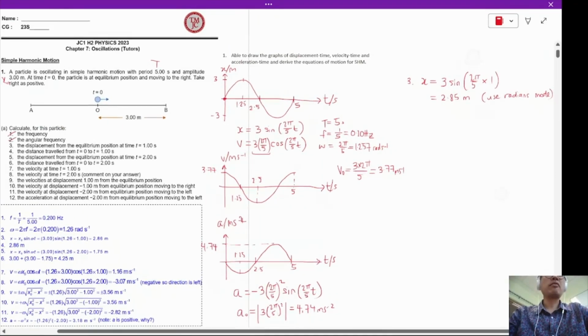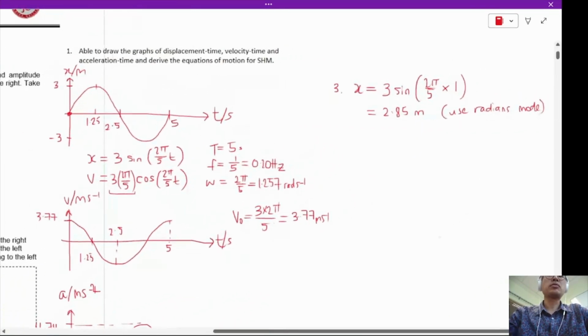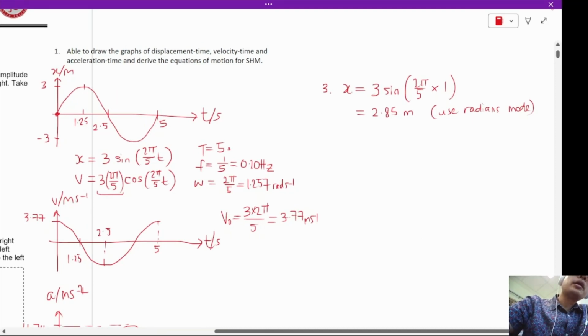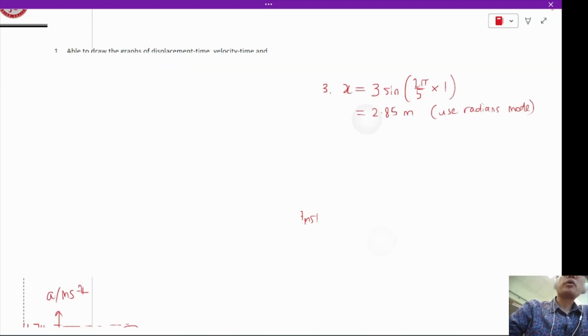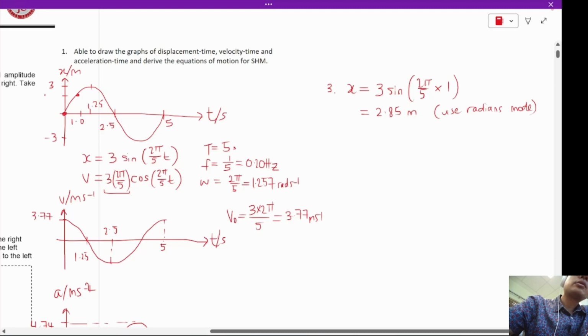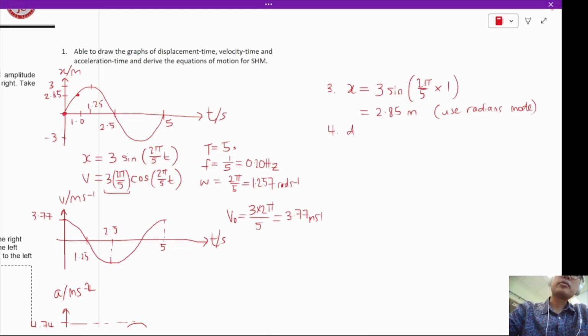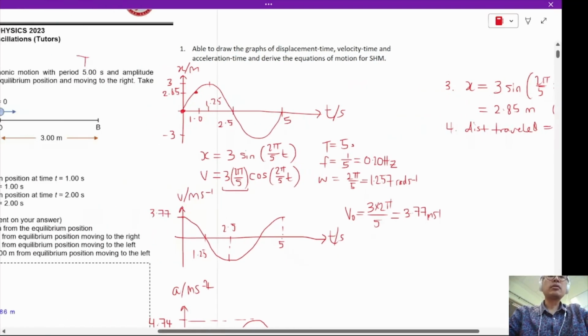What is the distance traveled from t equals 0 to t equals 1? Now, we know that when the time is 1 second over here, this is 1.25 seconds, so 1.0 second is over here. So the object's displacement over here will be 2.85 meters. Okay, so it's 2.85. Now, this means that the distance traveled will be 2.85 meters, which is the same as the displacement.